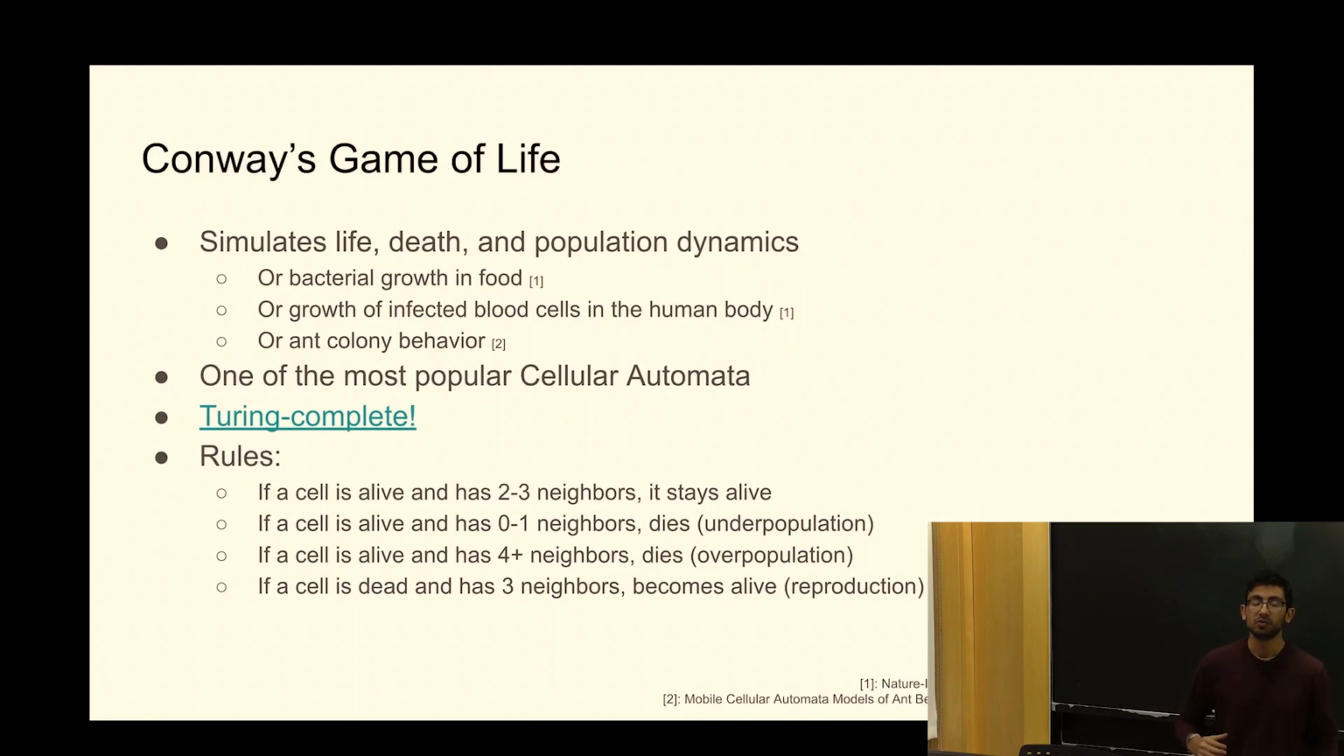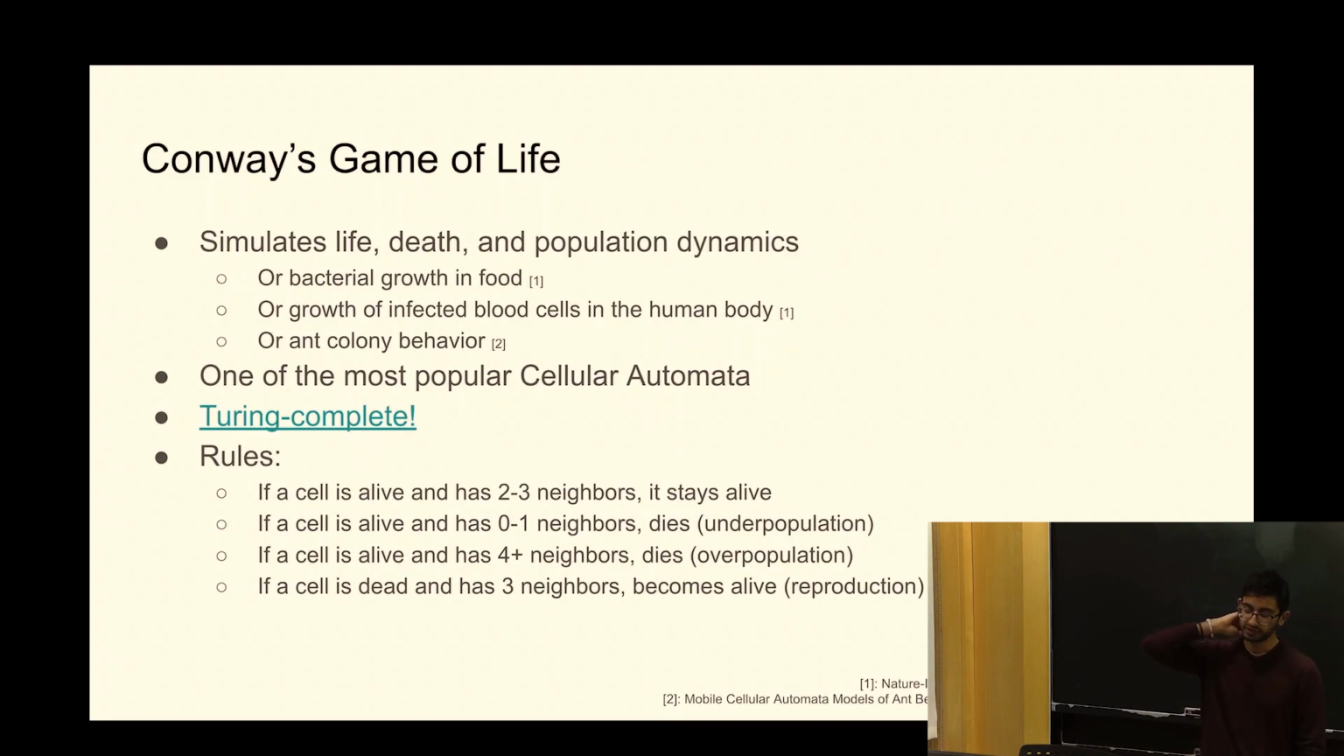The idea is that we want to use cellular automata with Conway's game of life to simulate life, death, and population dynamics. Now, while that's the explicit reason that Conway's game of life exists, that's what the cellular automata seeks to show, we also see Conway's game of life being a good model for all sorts of other things, like bacterial growth in food, or the growth of infected blood cells in the human body, or even ant colony behavior, which is really interesting for reasons that we'll talk about in just a second.